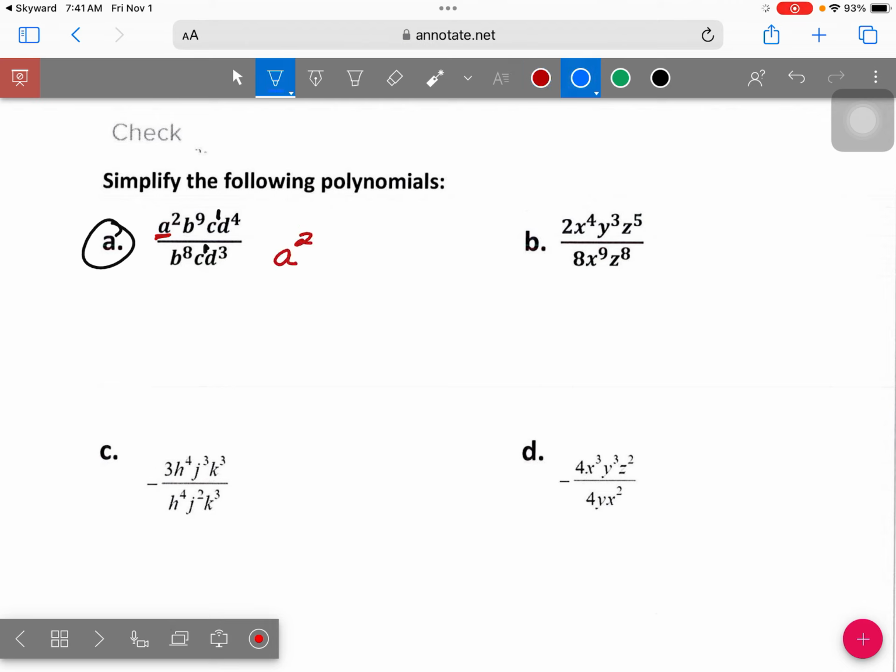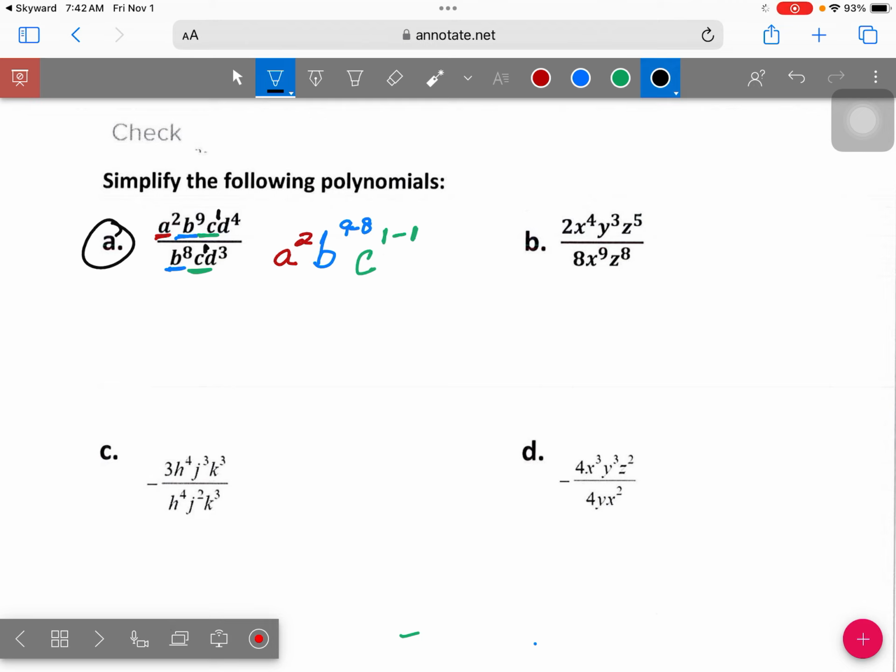Okay? B to the 9th divided by B to the 8th. You're going to keep the B and subtract the exponents. Okay? Because we are dividing, 9 minus 8. You're going to subtract the exponents. Let's look at my C's. I have C to the 1st divided by C to the 1st. That is C to the 1 minus 1.